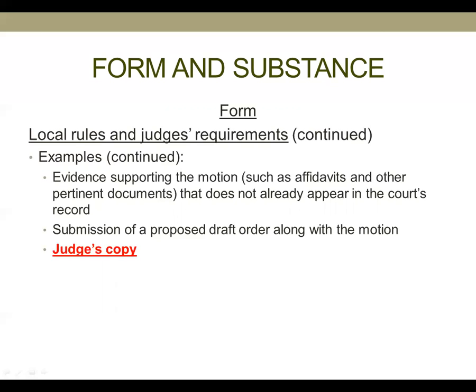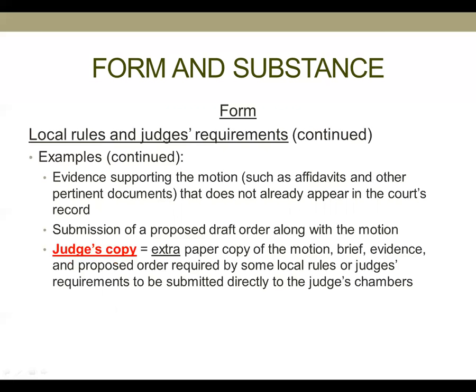In addition, some local rules or judges' requirements will require that in addition to the motion actually filed with the clerk of the court, whether it is by electronic filing or traditional paper filing, you must also submit an extra paper copy directly to the judge's chambers. This is called a judge's copy. It's simply an extra paper copy of the motion, the brief, the evidence, and proposed order, so that the judge himself or herself may have a personal copy of it, and may make notes on it for use prior to or at the hearing.